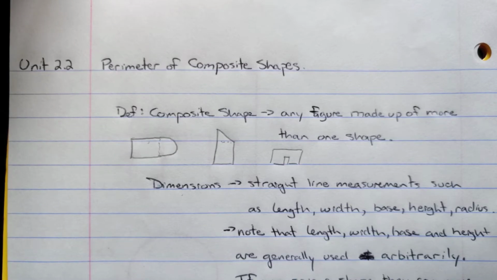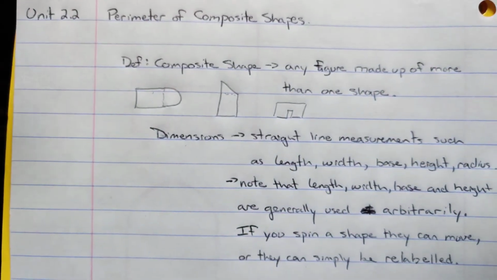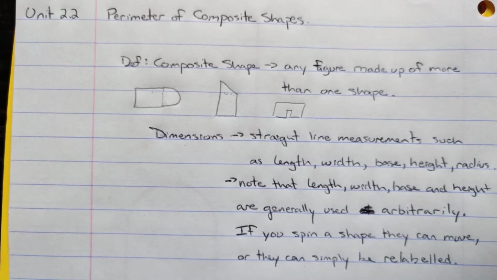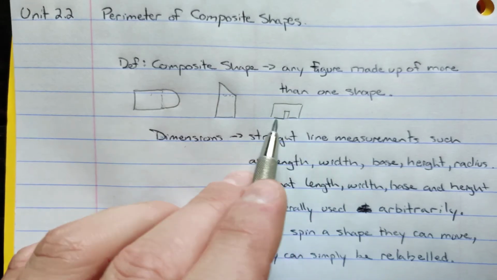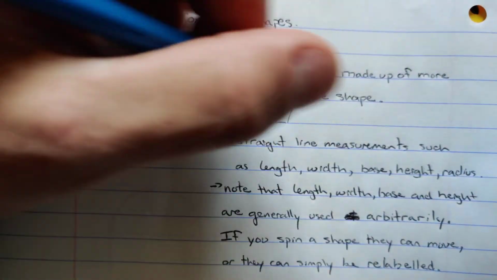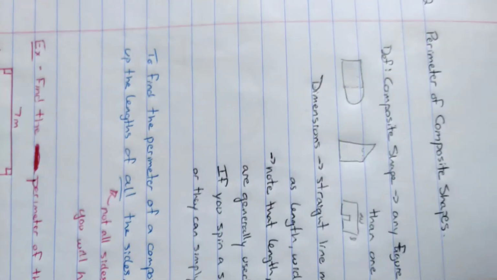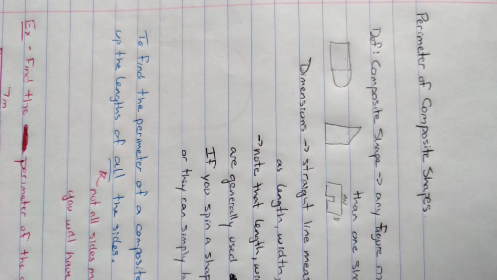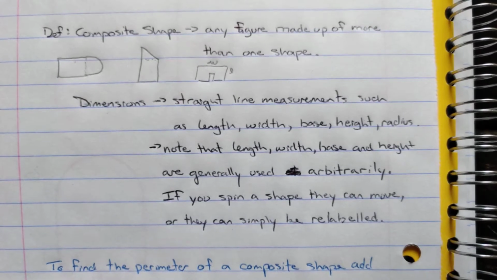The dimensions, just for terminology, dimensions are straight line measurements such as length, width, base, height, and radius. In general, those words are arbitrary. They don't matter. The length and width of this shape here, if we turn it, all of a sudden the length and width have changed positions. So length and width don't really matter. Length, width, base, height, those are all interchangeable terms.